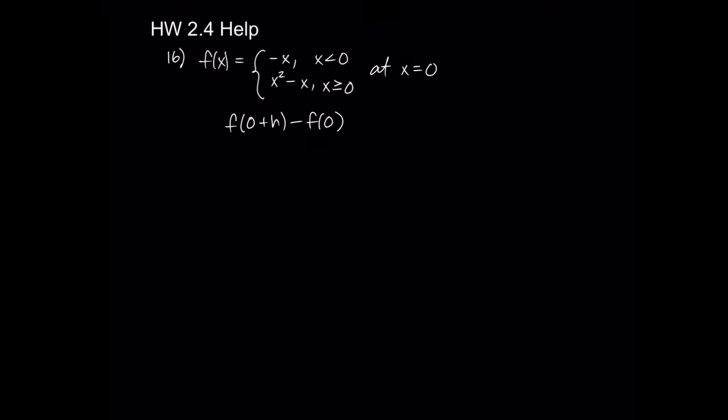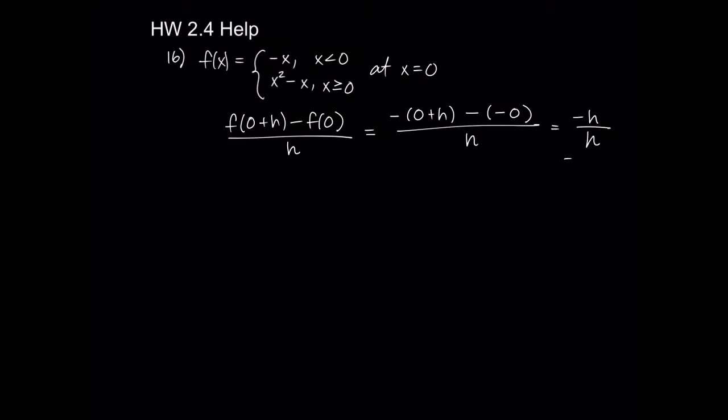f of 0 plus h minus f of 0 all over h. That's the difference quotient. That is also the slope of the secant line connecting the point 0 and 0 plus h. So we're going to go ahead and do this. So negative of 0 plus h minus negative of 0 all over h. This simplifies to negative h over h, which is negative 1. So the top piece gives us a slope of negative 1. Now I'll write top piece.